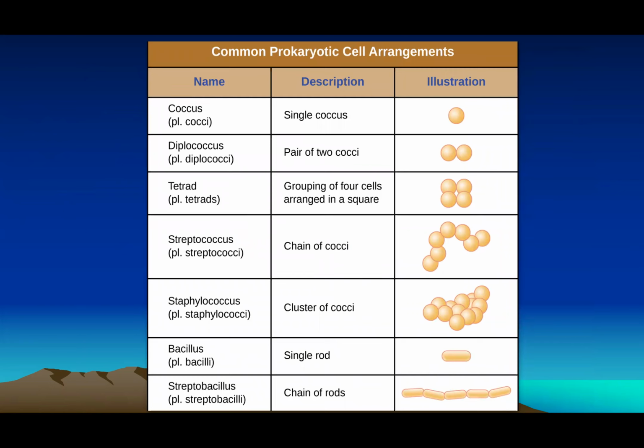What are some of the cell arrangements called? If it is single, it's called coccus. If it's two, it is called diplococcus. Four is tetracoccus. A chain is called streptococcus. A cluster is called staphylococcus. A single rod is bacillus, and a chain of bacillus is called streptobacillus.